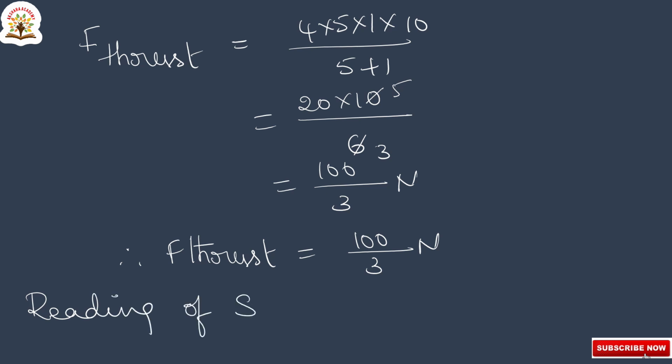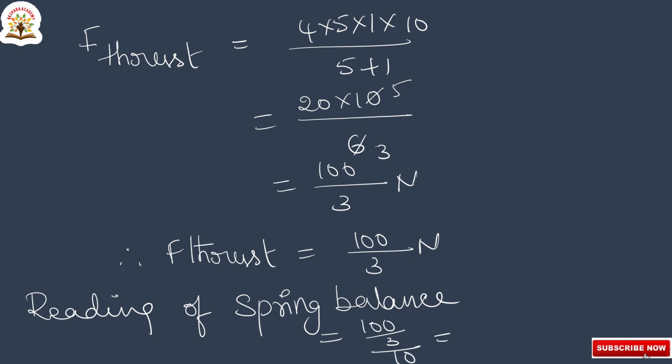Reading of spring balance is equal to 100 by 3 by g, that is 10. The zeros get cancelled, that is 10 by 3 kilogram, which is less than 6 kilogram. This is the reading of the spring balance. Okay, next we'll go to the next question.